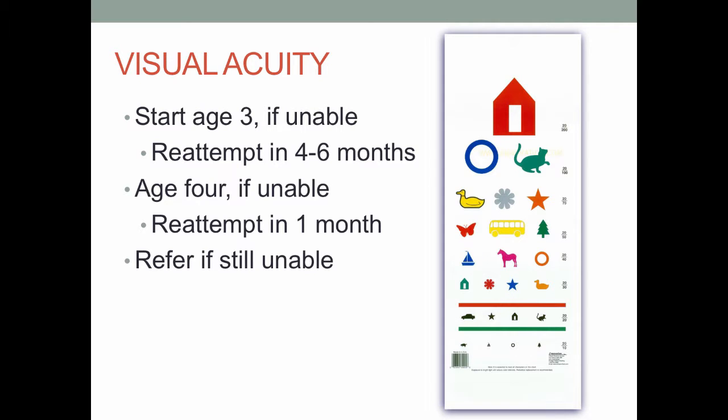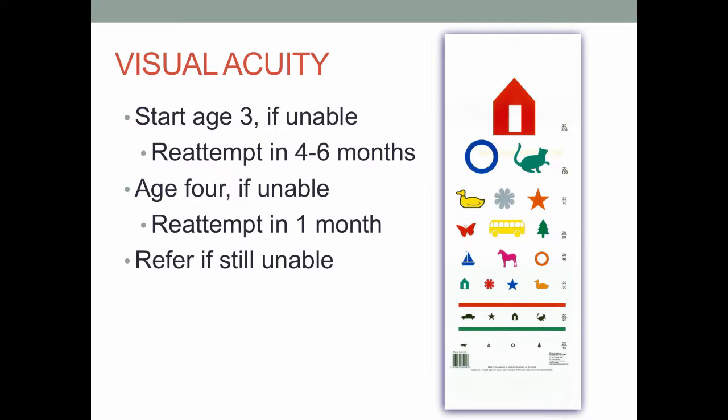We're also going to do visual acuity, and visual acuity exams should start at age 3. If the 3-year-old is unable to perform the exam, reattempt it in 4 to 6 months. At age 4, if they're unable to do it, reattempt in a month. And if you're unable to do it after that, go ahead and refer.